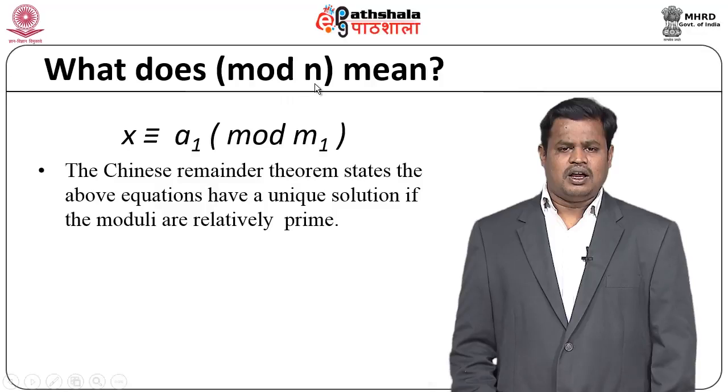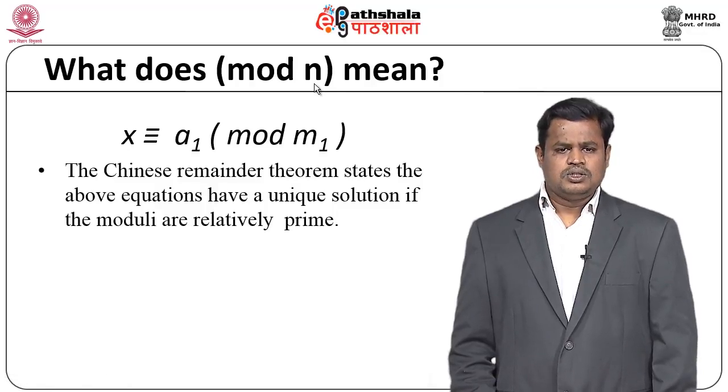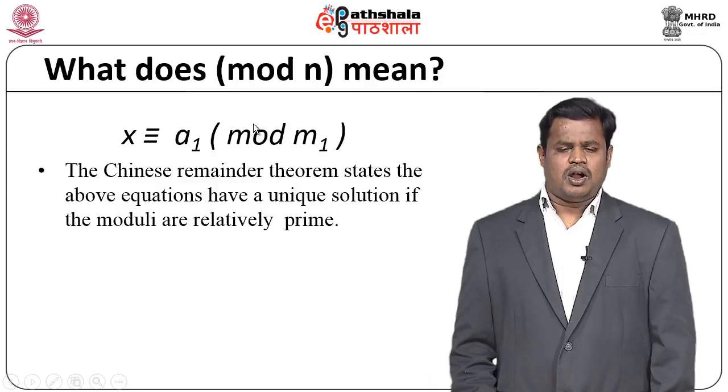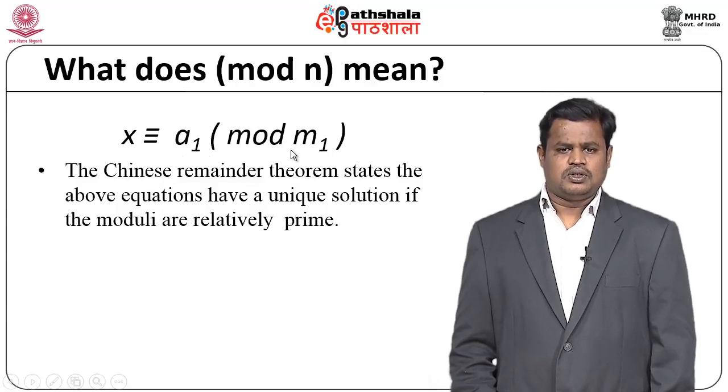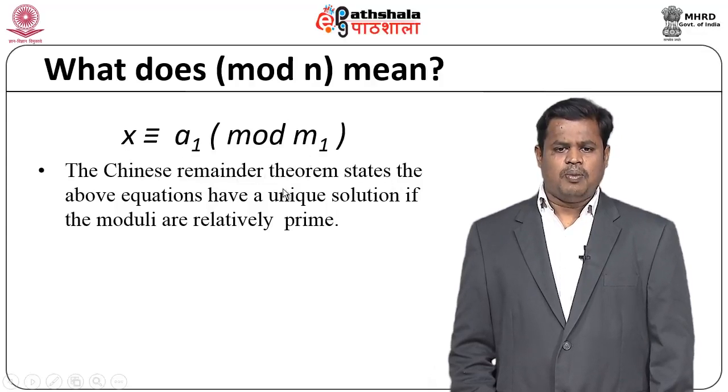What does mod of n mean? In the Chinese remainder theorem we always use the modular arithmetic of m, which gives the remainder. Here a is congruent to 1 mod m1, it says that a is equal to x, when I am using a mod m1. The Chinese remainder theorem states that the above equation has a unique solution if the moduli are relatively prime.